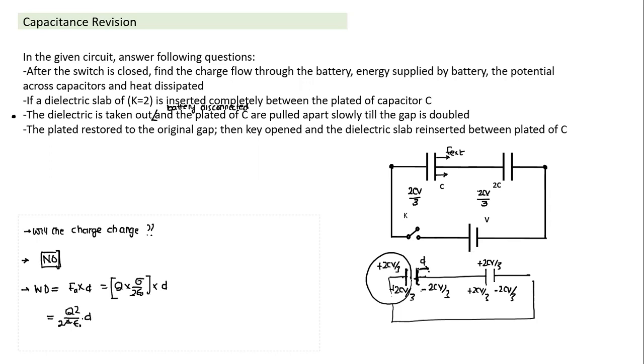Where would this work go? Will this work done be lost, or will it get dissipated as heat in the wire? Where would this work go? In this case, it will be stored as potential energy, right? This work will be equal to the increase in potential energy stored in capacitor C. Increase in potential energy in capacitor C, because there's no change in potential energy here. That's another way to derive the force of attraction.